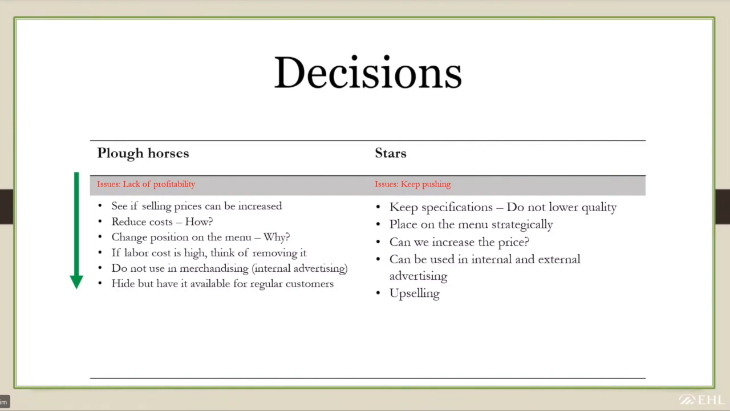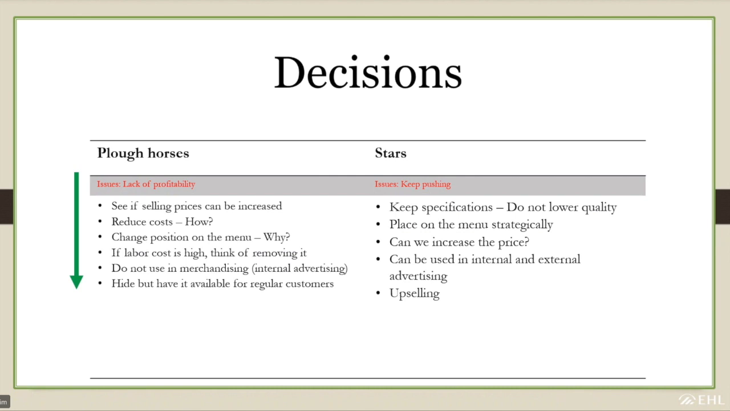We have to apply them to the menu as soon as we have data to actually see how well our menu does and what dishes we have to potentially eliminate or where we have to cut costs. So for the plow horse, the issue is we lack in profitability. We have super high popularity, and because it's so cheap for the customer, that's why they choose it.